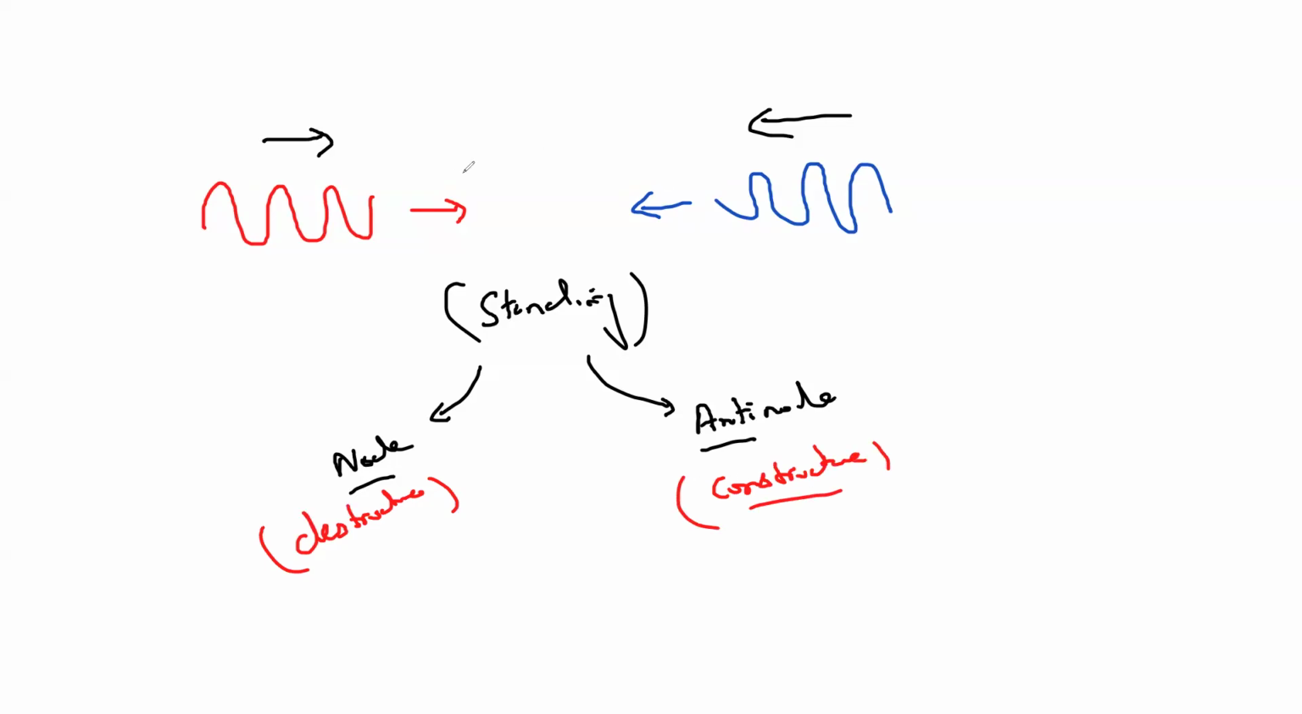So when two waves travel in opposite directions, it's not like everywhere will be perfect constructive or perfect destructive. Some places we have complete cancellation. Some places we have the maximum amplitude. Where we have a maximum amplitude, we call it an antinode. And where we have a complete zero amplitude, we call that a node.